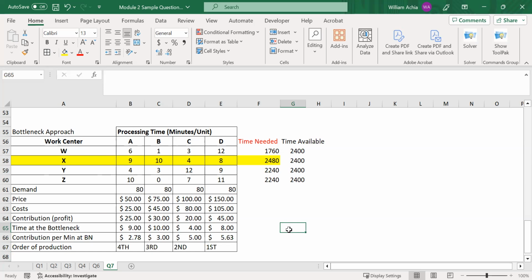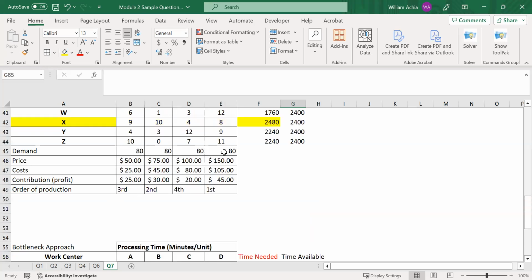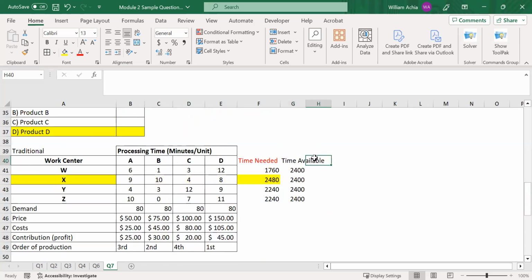Okay, so you notice here that the order of production differs. Now typically the last question that you might get here is, I might ask you to, say with the traditional method or the bottleneck method, figure out how many units of each can be produced. Now I know I need to make 80 units of each because our demand is 80, 80, 80, 80.